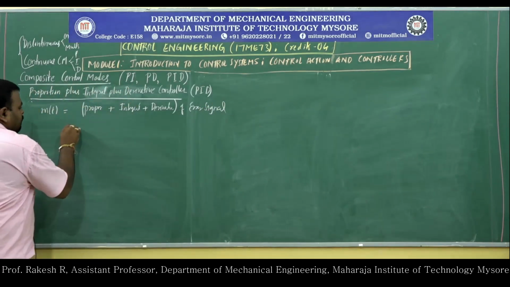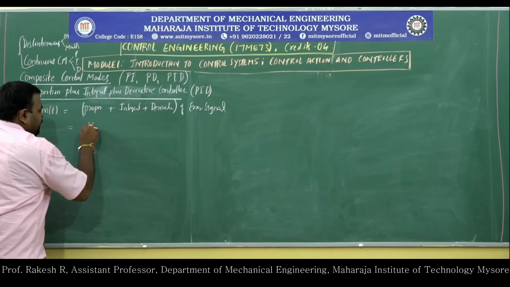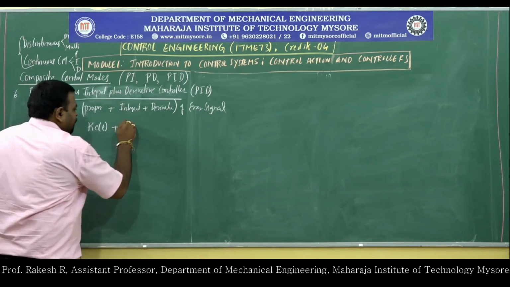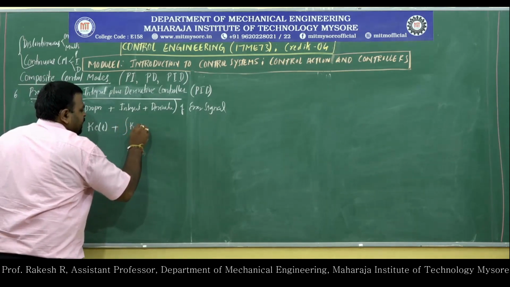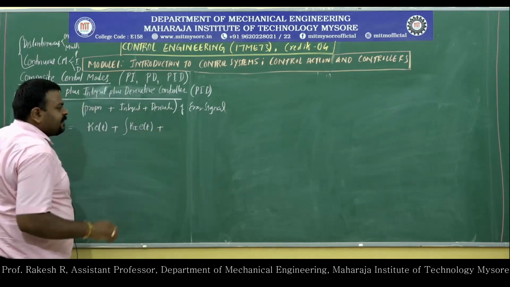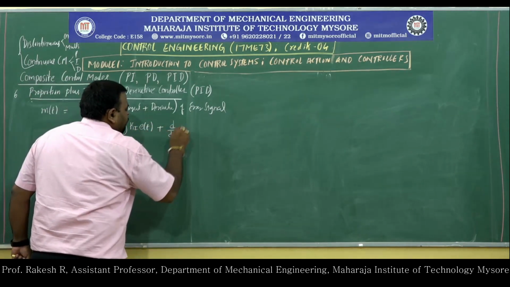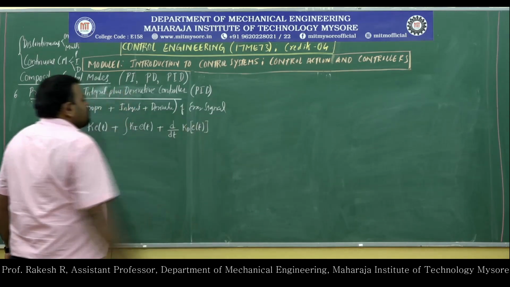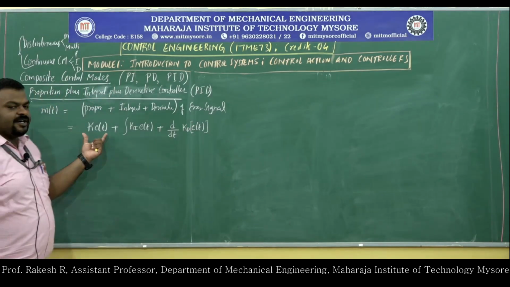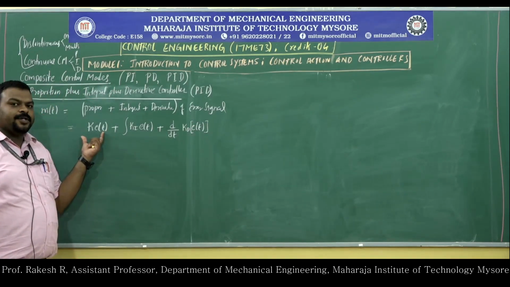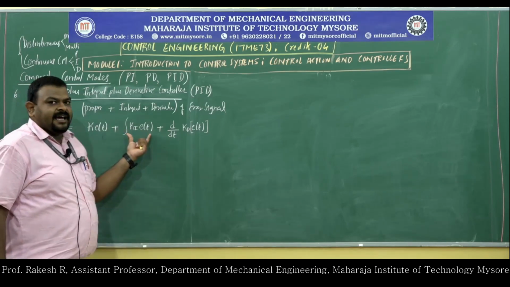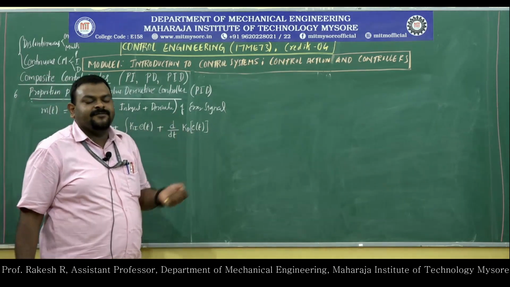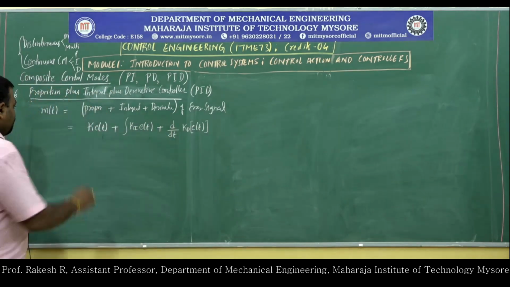The proportional controller is Kp into e of t. Integral controller will be integral of Ki into e of t dt. Derivative controller is d by dt of Kd into e of t. So, these are the individual controller gains. Kp is the constant of proportionality for proportional control action, Ki is the constant of proportionality for integral control action, Kd is the constant of proportionality for derivative control action.